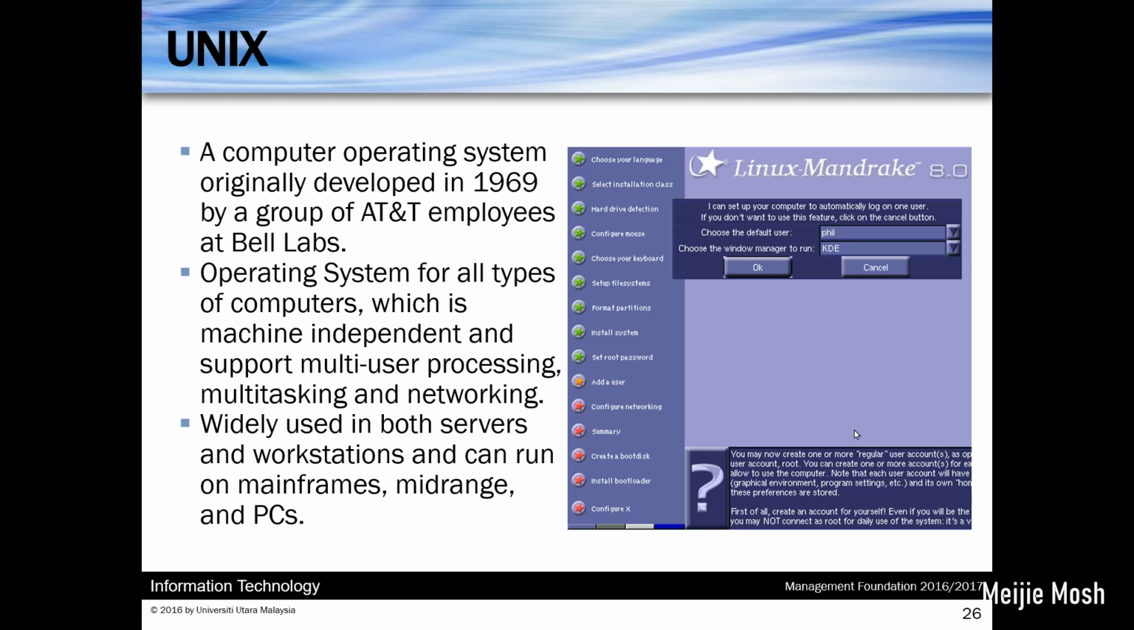So there are many different versions of Unix, although they share common similarities. The most popular varieties of Unix are Sun Solaris, GNU or Linux, and Mac operating system X. So in this example, you can see Linux Mandrake version 8.0.